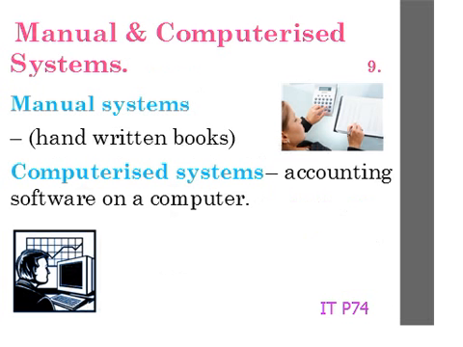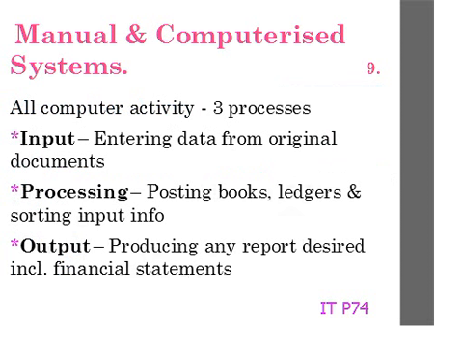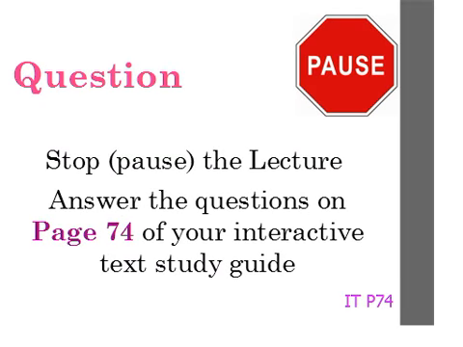Manual accounting systems are handwritten books, for ledgers and day books, subsidiary journals. Computerized accounting systems are accounting software on a computer. All computer activity can be divided into three processes. Input, which is entering data from original documents. Processing, which is posting books, ledgers, and sorting the inputted information. Output, which will produce any report desired, including financial statements. Stop the lecture. Answer the questions on page 74 of your interactive text study guide.